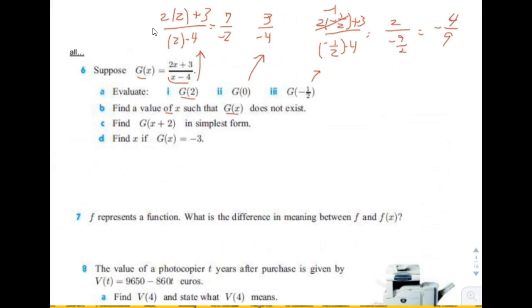Okay. Find the value of x such that g of x does not exist. Well, look at the bottom, x minus 4. What happens if x equals 4? If x equals 4, the bottom becomes 0 and the thing becomes infinity. So then g of x no longer exists.